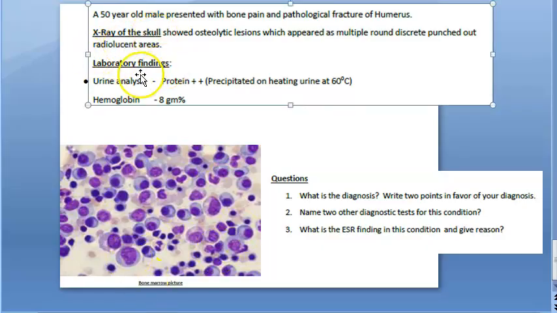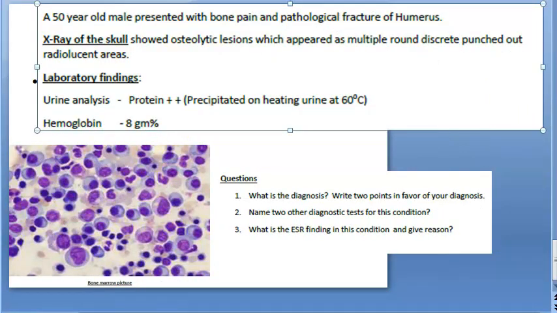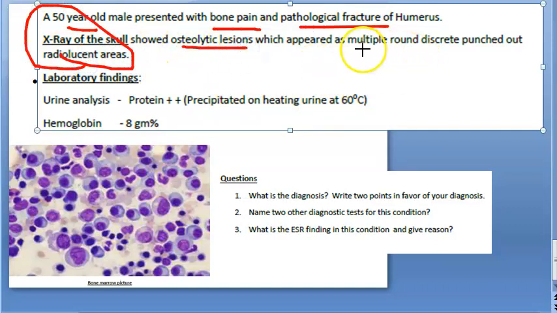In this case study, we will look at a 50-year-old male presented with bone pain and pathological fracture of humerus. Are you paying attention here? See, there is a 50-year-old male, bone pain, pathological fracture. So the bone is definitely weak. X-ray of skull shows osteolytic lesions, which appear as multiple round, discrete, punched out radiolucent areas. Definitely it looks like multiple myeloma.